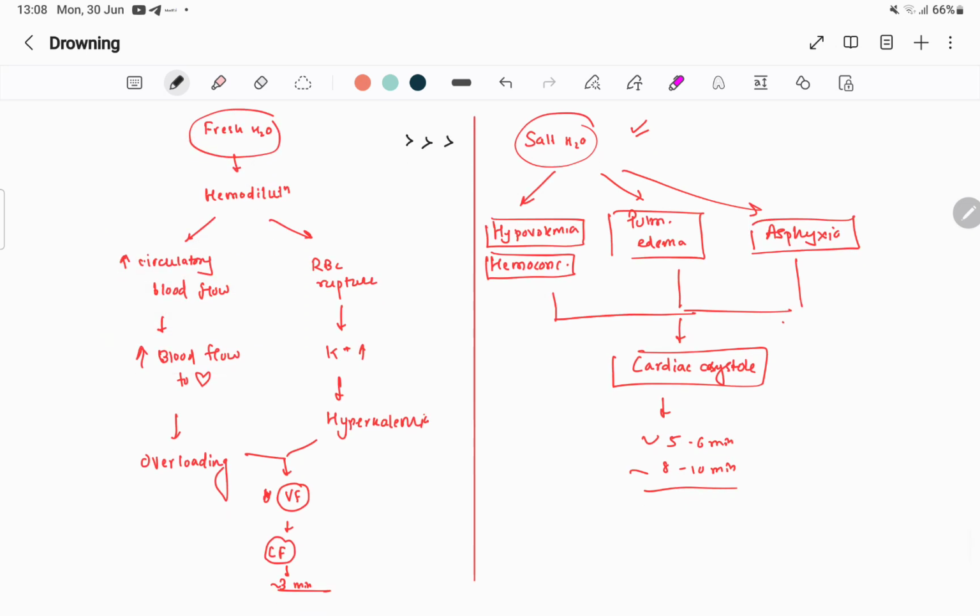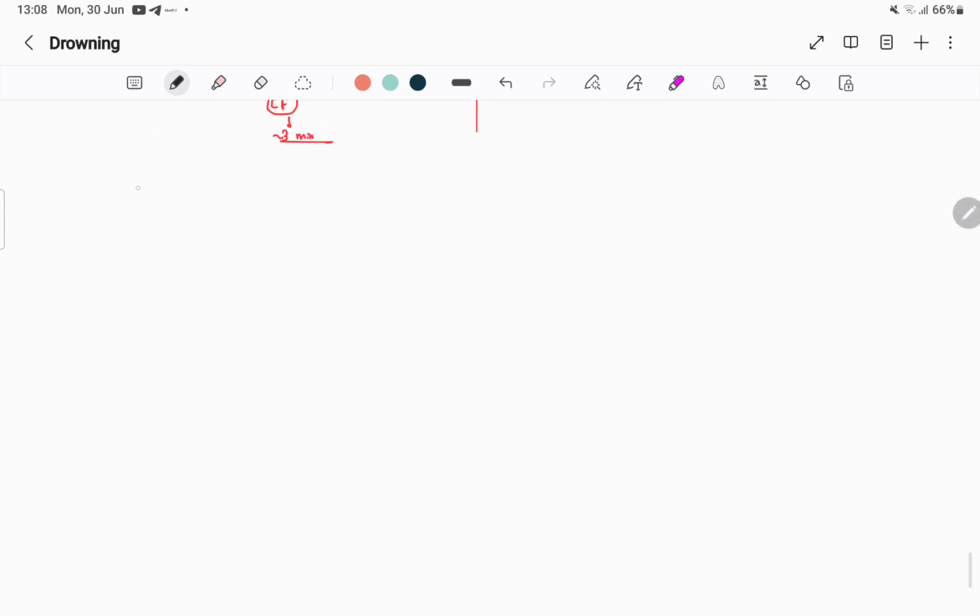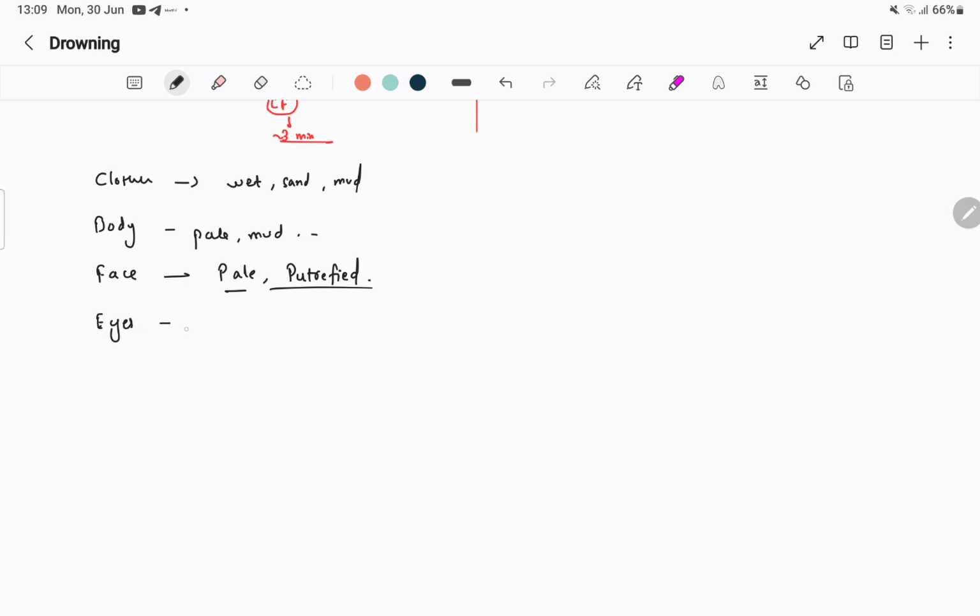Talking about the features, let us make a summary. Clothes, of course, wet, with sand and mud. Body pale, mud particles will be there. Face pale, putrefied. If there is more, putrefaction is fast here. Eyes half open or closed. Congested conjunctiva. Protruded tongue.